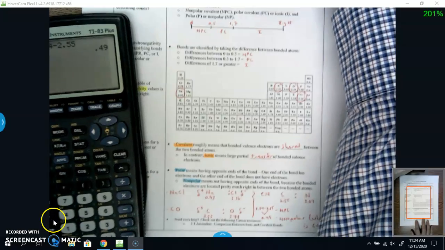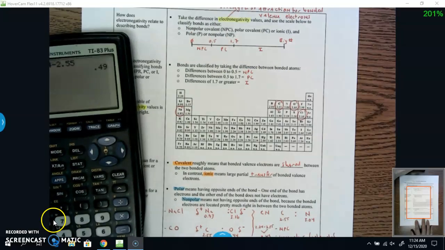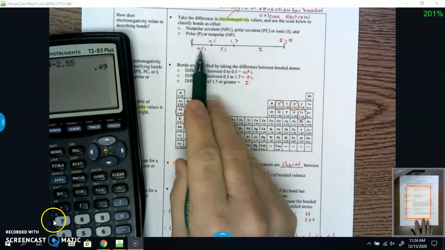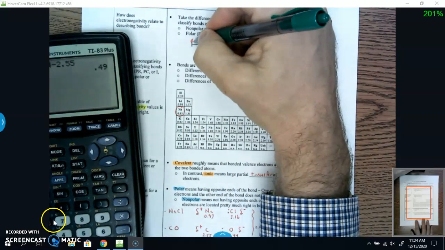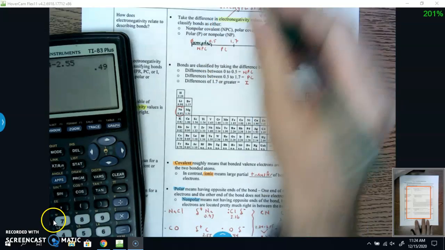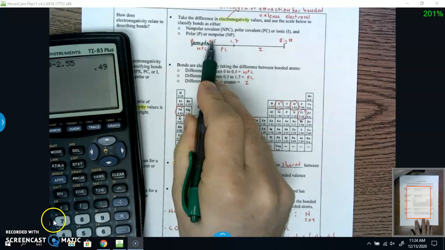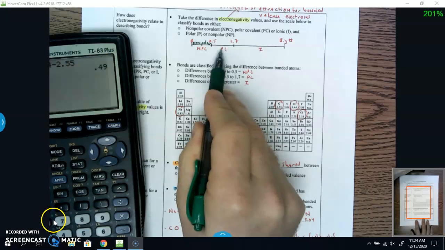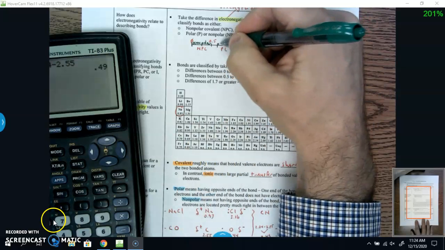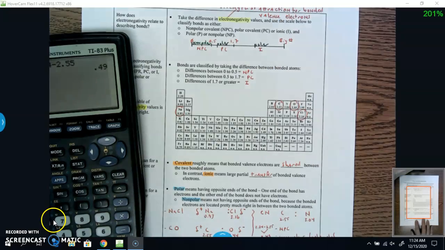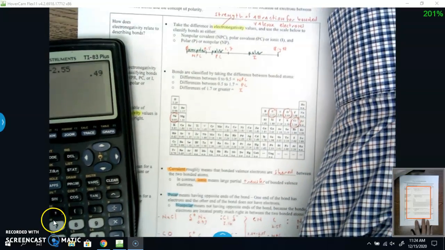I want us to touch this up here as well. The only type of bond on this scale that is nonpolar is a nonpolar covalent bond. So I'm going to put right up here in green nonpolar. It's a nonpolar bond when the difference is 0.5 or less. That means that these two types of bonds are both polar. So I'm going to put polar right here, and I'm going to put polar right there.